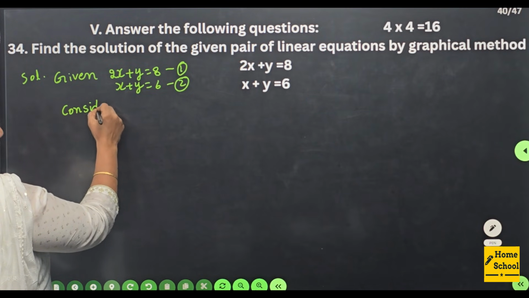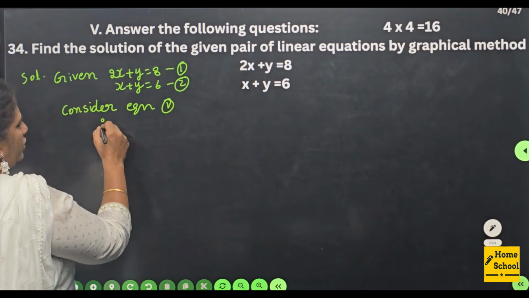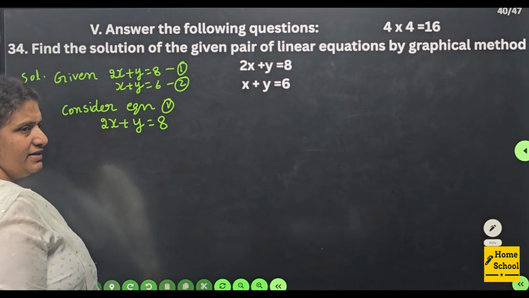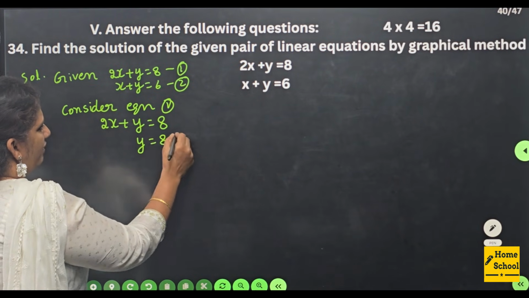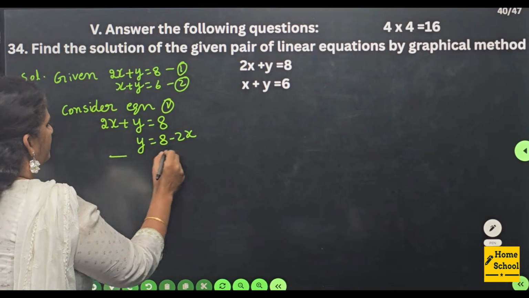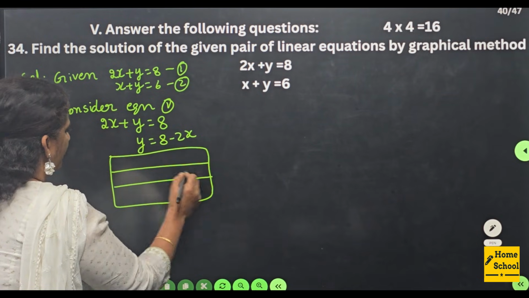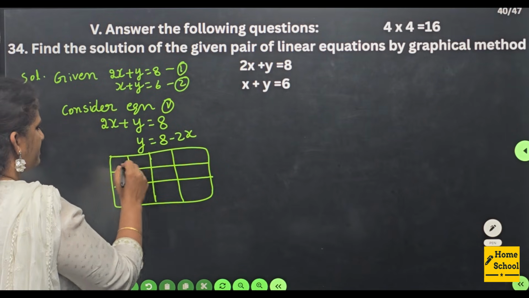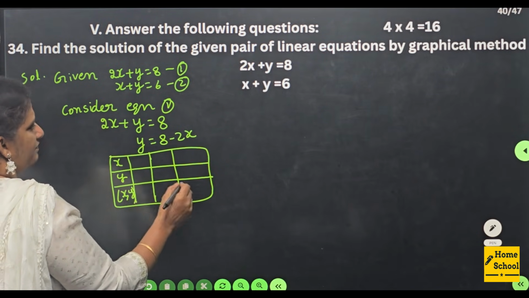Consider equation 1. 2x plus y equal to 8. Write this equation in y form. Y is equal to 8 minus 2x. Take a table of containing 3 rows and 4 columns, x, y, x comma y.